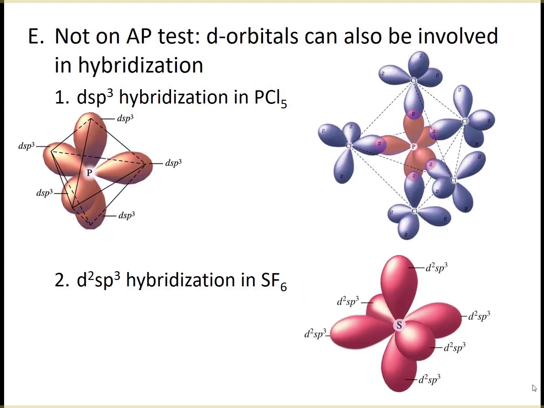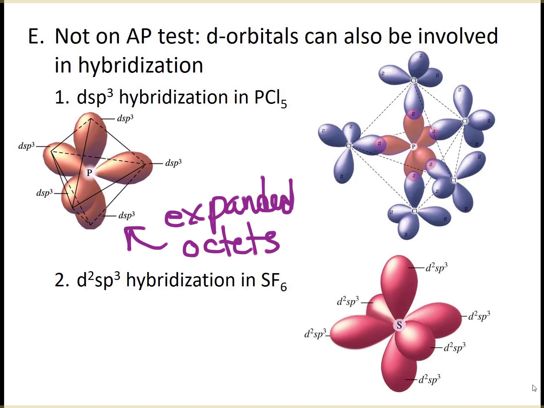So your d orbitals can also be involved in bonding. This is what happens with expanded octets. And here we have phosphorus pentachloride, and it's an expanded octet because that phosphorus has 10 electrons around it instead of the 8. And they do use these d orbitals to describe the hybridization, but again, this will not be on the AP test, and that is because a lot of chemists disagree with this model, but it's a pretty picture, so I put it on there so you can see it.